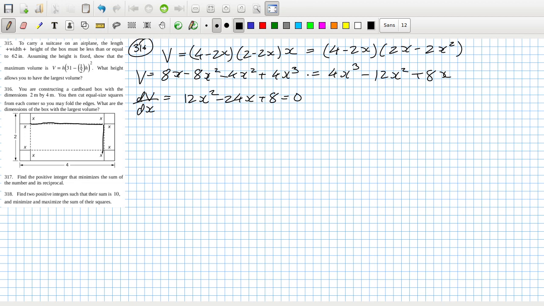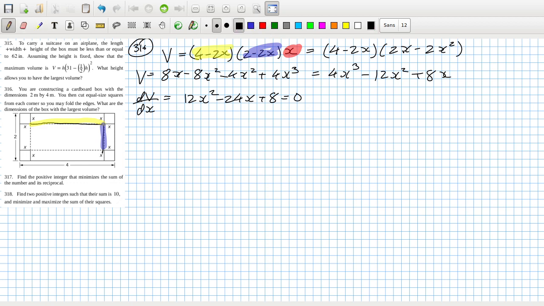1.58 or 0.4. I feel like that's not quite right. Let's check it out again. Four minus 2x, 2 minus 2x, and height of x.